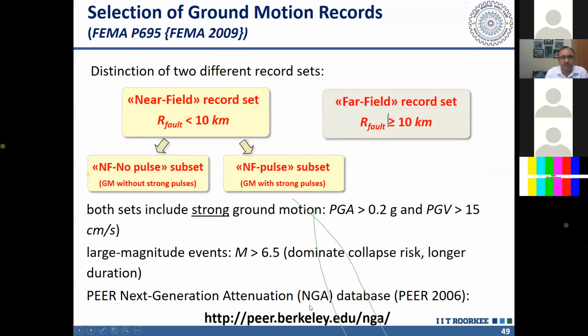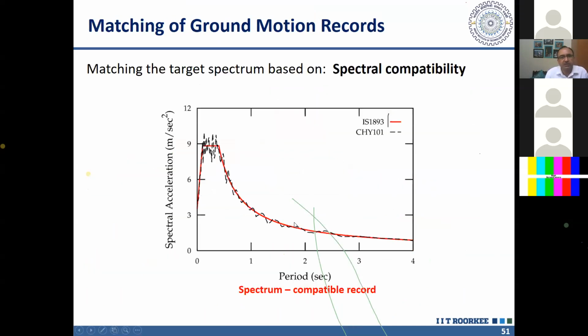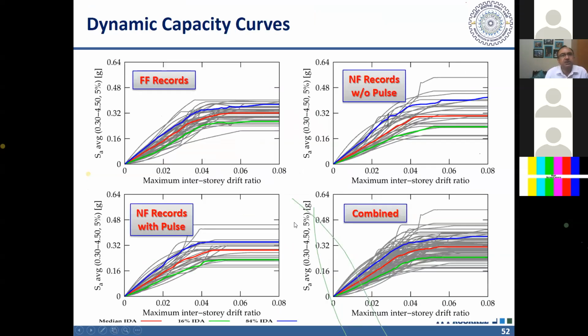Okay, some of the websites, one website here I have given, this PEER website. This is the address of the website. You can select here, and this website also has the facility to input a target response spectrum. So you can input your response spectrum, corresponding to which you want to select the time history, and then that time history you can apply at the base of your building, and you can get the response. Okay, so this is the final slide I wanted to show you.